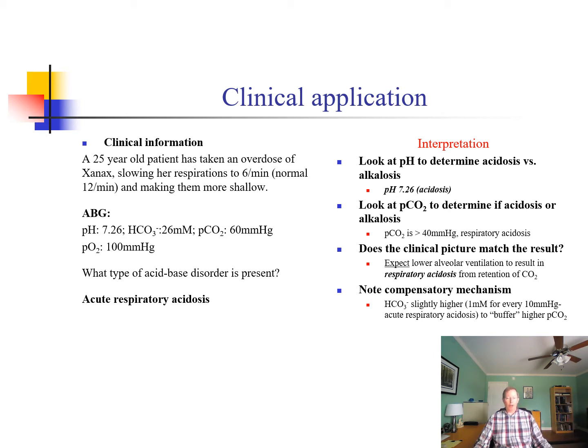That compensatory change I showed you before, you can look up in a table, and it turns out that for acute, it's a 1 millimolar increase in bicarbonate for every 10 millimeters of mercury increase in PCO2. So in this case, that would be consistent with an acute respiratory acidosis, because the chronic would see an increase in the bicarbonate of 3.5 millimolar for every 10 millimeters of mercury of PCO2. So this is an acute respiratory acidosis.